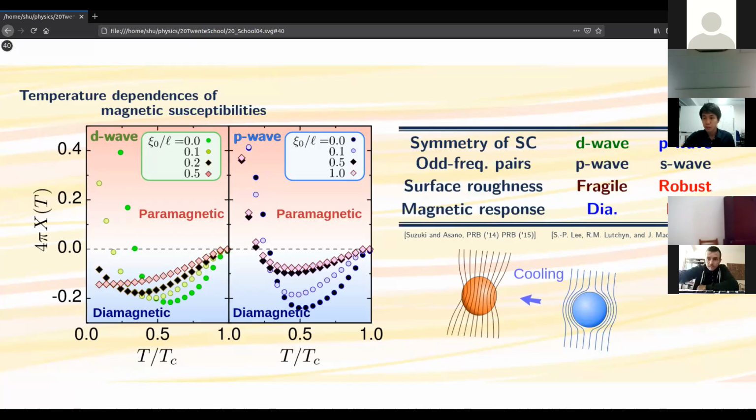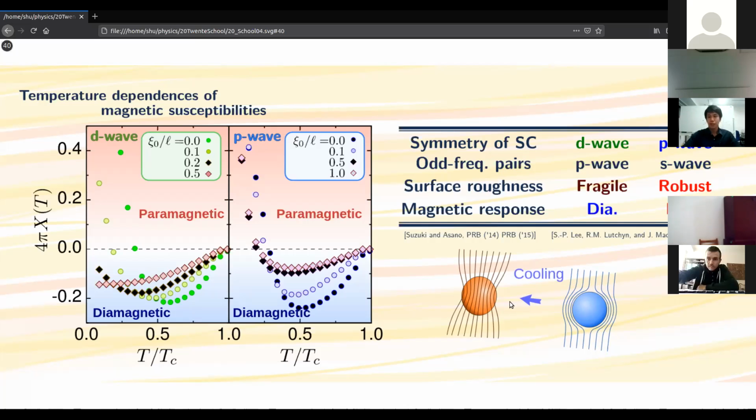However, on the other hand, the odd frequency pair induced in the P-wave superconductor has mainly the S-wave component, S-wave pairing symmetry. S-wave pairing symmetry is isotropic, which means this pair is quite robust against the impurities, the surface roughness. So as a result, even under the surface roughness, the P-wave superconductor can show the paramagnetic Meissner effect as shown here.